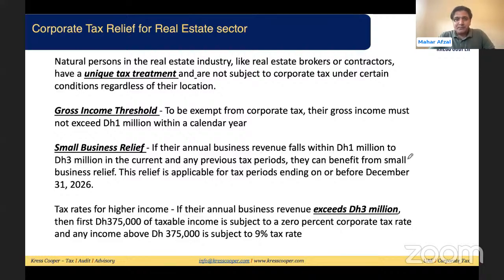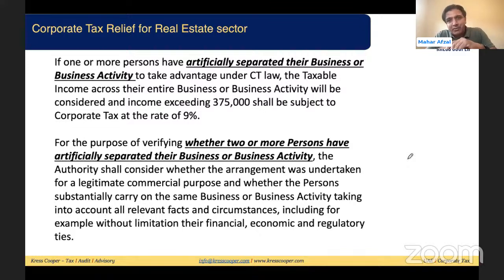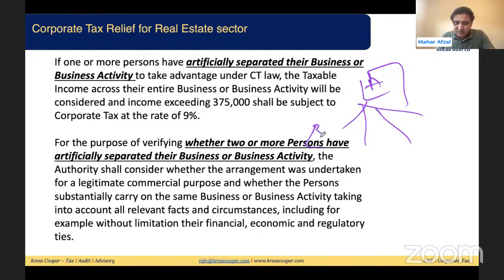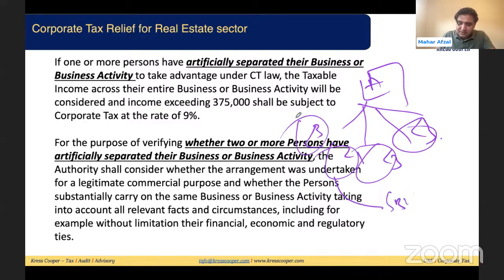This is an important one. There is a possibility that individuals are segregating the business just to keep themselves below 3 million or below 1 million. One person A has multiple companies, and they are segregating with keeping each business less than 3 million or less than 1 million. Here they can say they are not subject to corporate tax earning less than 1 million. Here they can say less than 3 million, and they can opt for small business relief.